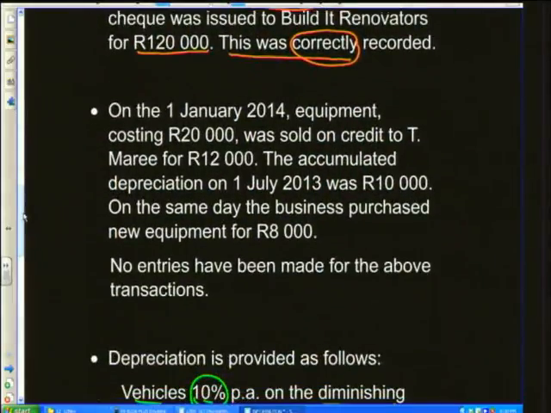On the 1st of January 2014, equipment costing 20,000 Rand was sold on credit to T. Murray for 12,000. The accumulated depreciation on the 1st of July 2013 was 10,000. On the same day, the business purchased new equipment for 8,000, and very, very important, no entries have been made for the above transaction.